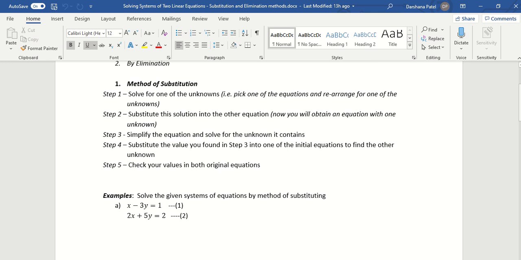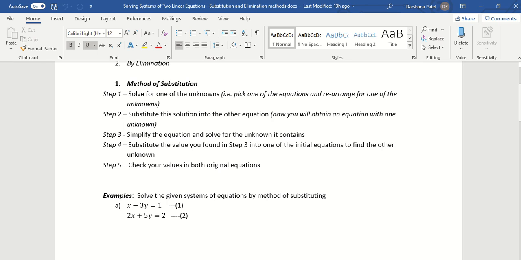So we solve for one of the unknowns from one of the equations. Once we have that, we substitute this solution into the other equation. So now we only have an equation with one unknown. Then we simplify the equation and solve for the unknown it contains.